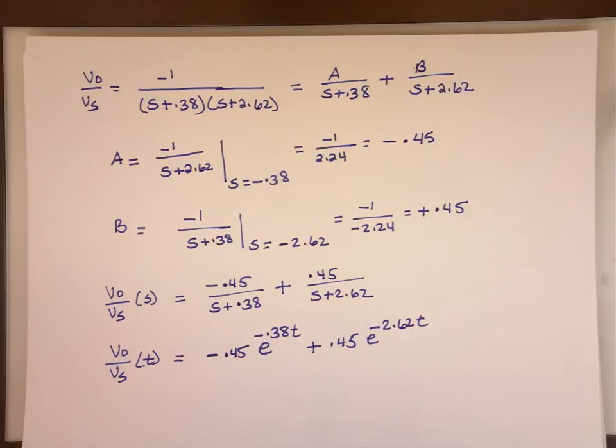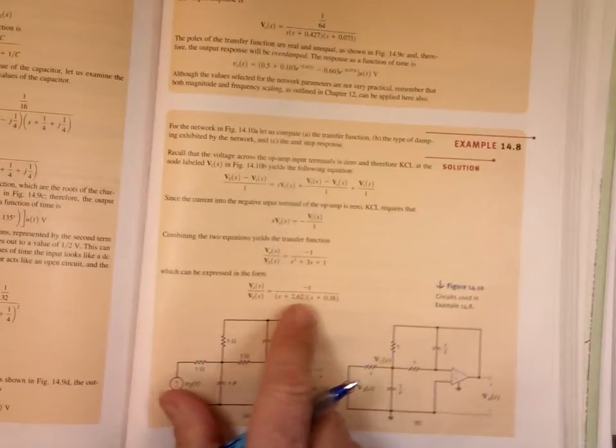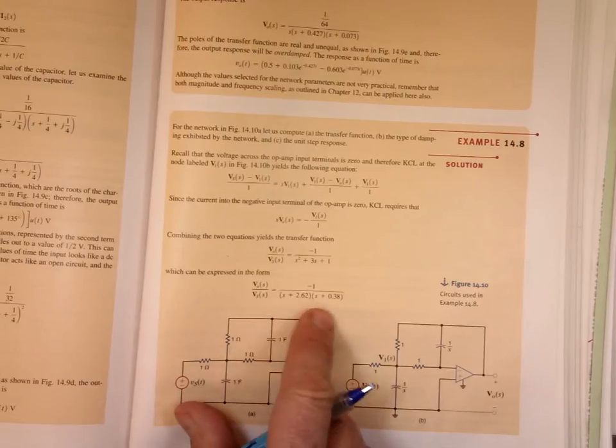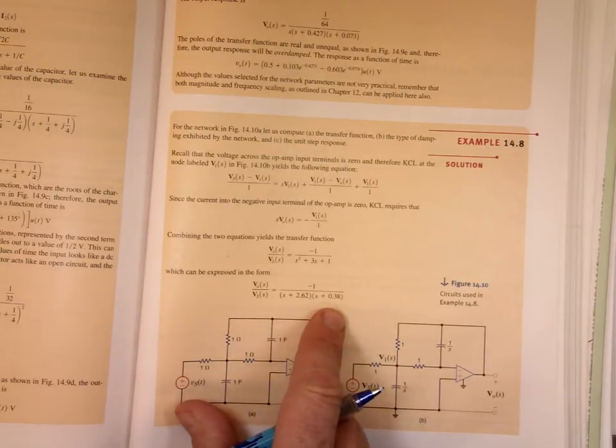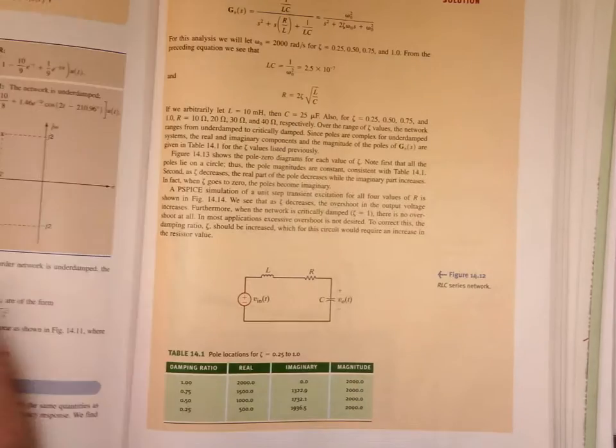Is that the right answer? Well, check it. It is, but there's something they added too, I don't know. Notice here, V out over Vs is -1 over S plus 2.62, S plus 0.38. But then when they go to this page, they go V out, so I don't know where the S came from here.